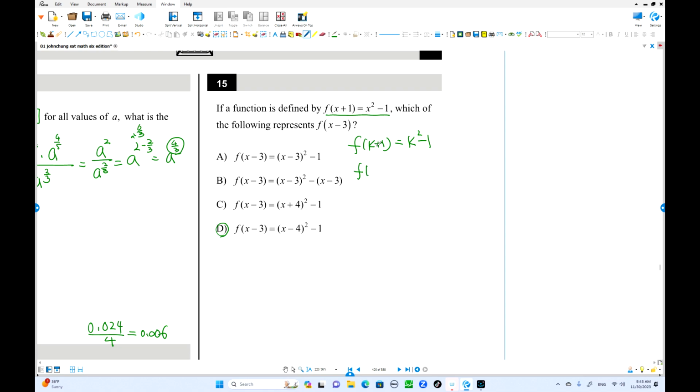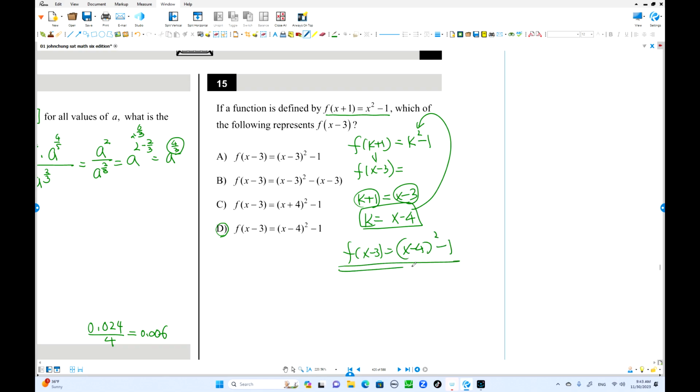Now we're going to change this one by k plus 1. Now we replace it with x minus 3, okay? What is that? k plus 1 equals x minus 3, replace. So what is the value of k? k equals what? x minus 4, right? Now put this number over there. So this one, x minus 3, replace. So what is f of x minus 3? k equals x minus 4, k squared minus 1, right? Okay. You finish this one.